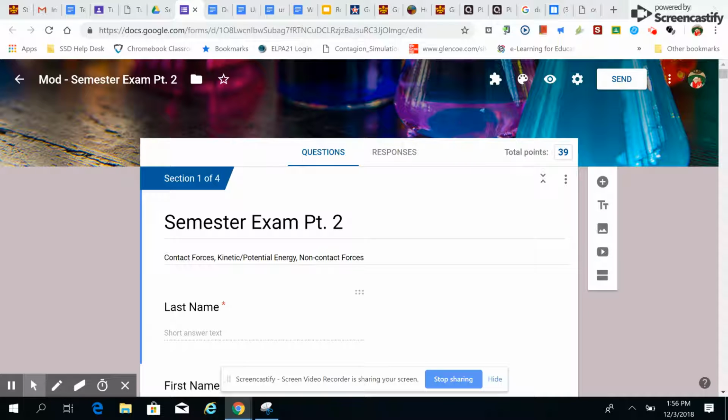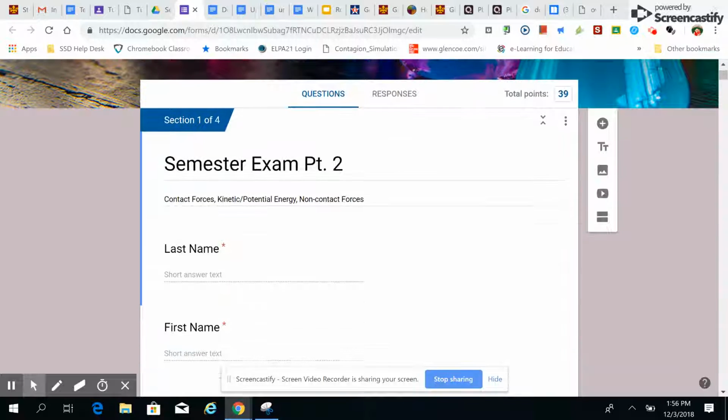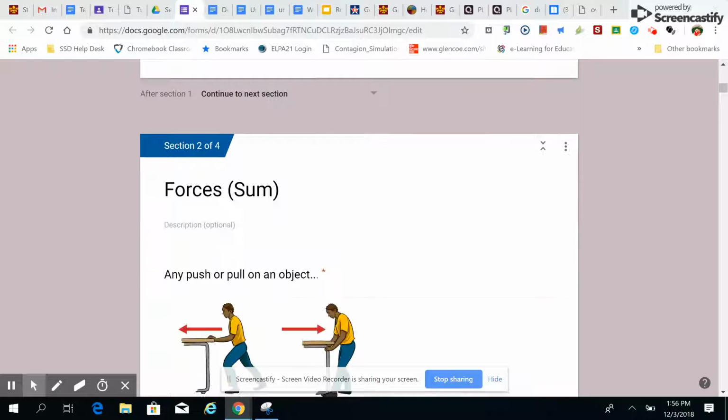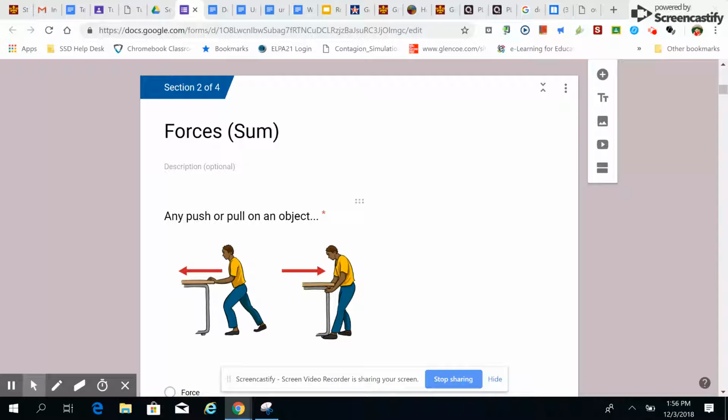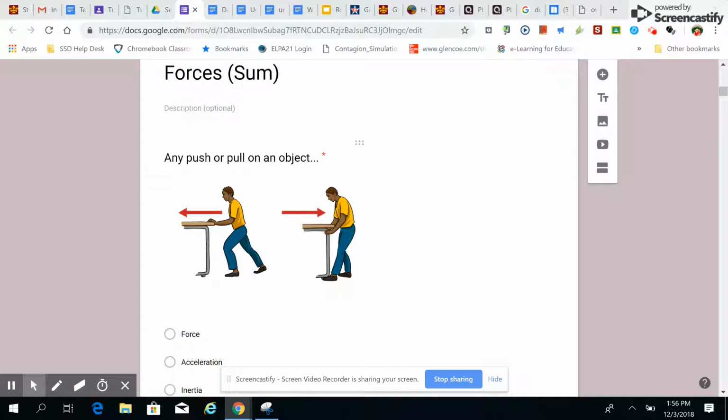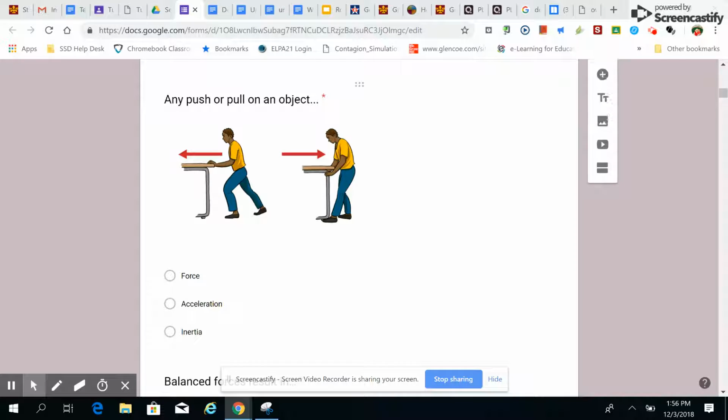Semester exam, part 2. Contact forces, kinetic and potential energy, and non-contact forces. First section, forces. We have a push or a pull on an object. Is force acceleration or inertia?